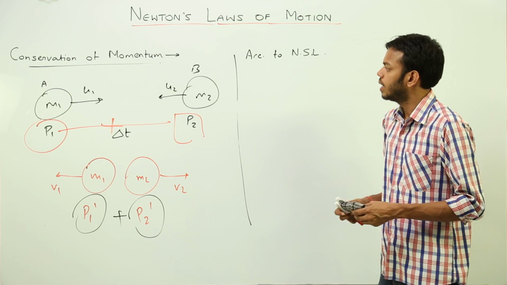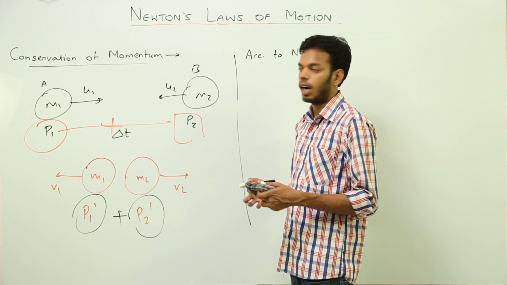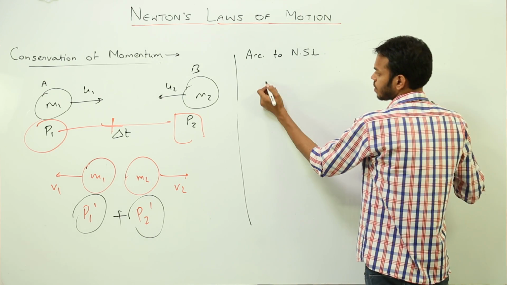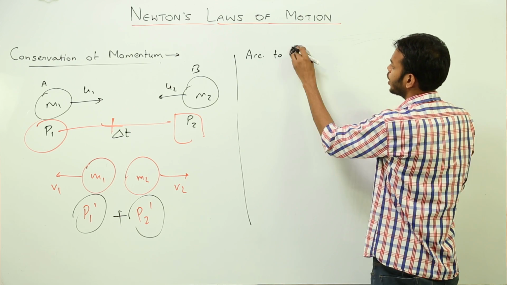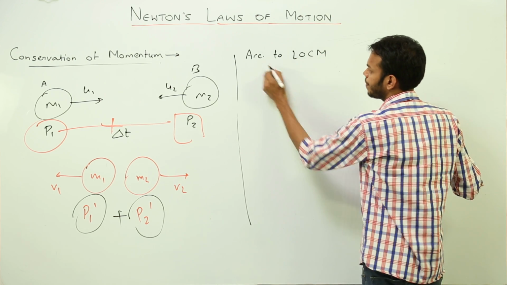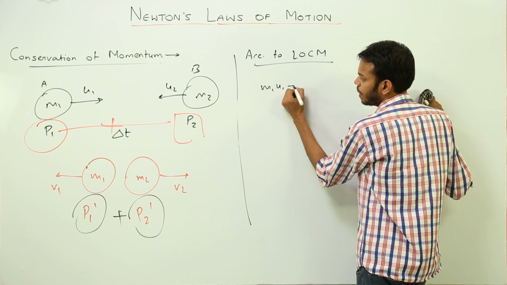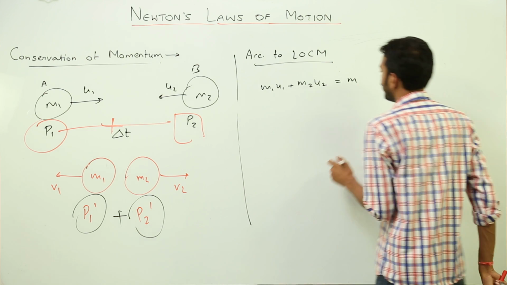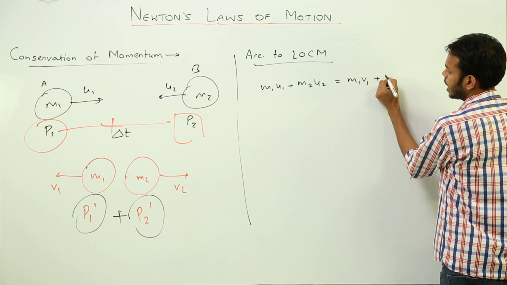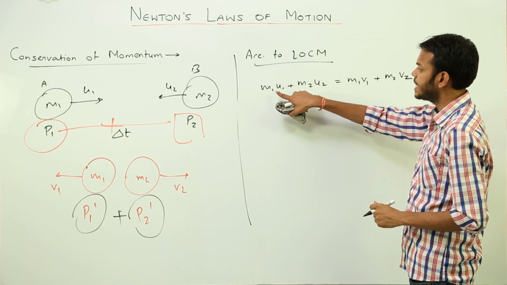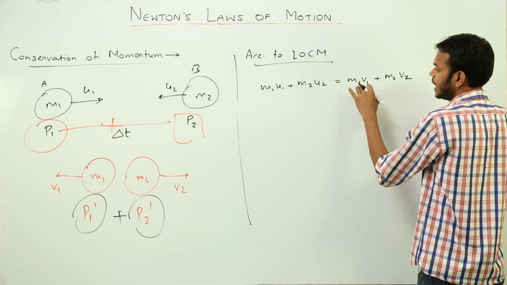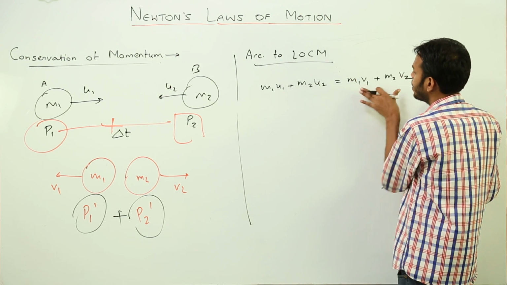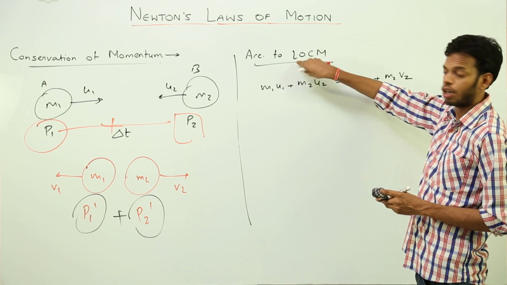Let us try it out from this thing only. Total initial momentum, this time according to the law of conservation of momentum, was m1 u1 plus m2 u2. This is equal to total final momentum of the system, that is, now they are moving with velocities v1 and v2, m1 v1 plus m2 v2. This is the initial momentum of body A, initial momentum of body B, and this is the total initial momentum. Final momentum of A, final momentum of B, and this is the total final momentum. So total initial momentum is equal to total final momentum. This is what was stated to us by the law of conservation of linear momentum.